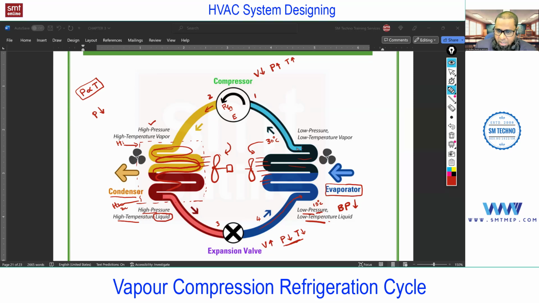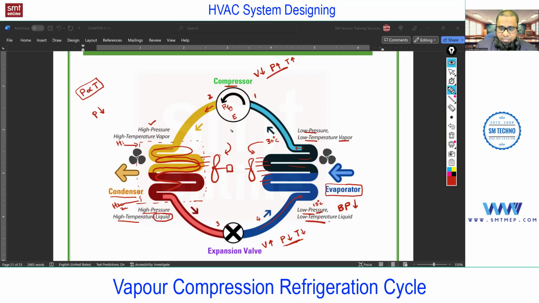Now at the outlet of this evaporator, what is the refrigerant condition? Low pressure, low temperature, but in vapor form. In order to circulate that low pressure and low temperature vapor again, we require a system, right? Again, the compressor. So the low pressure and temperature vapor, meaning gas, will be sucked in by the compressor, and the compressor will increase the pressure and temperature. The cycle continues.